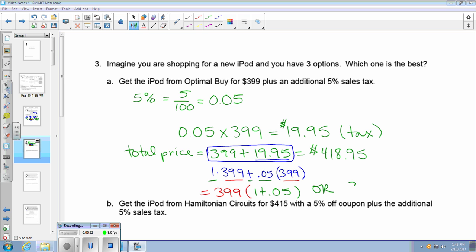Or we could just do 399 times 1.05. And double check with your calculators, but that should give you the same price that we got above. So we got a shorter way to handle that.